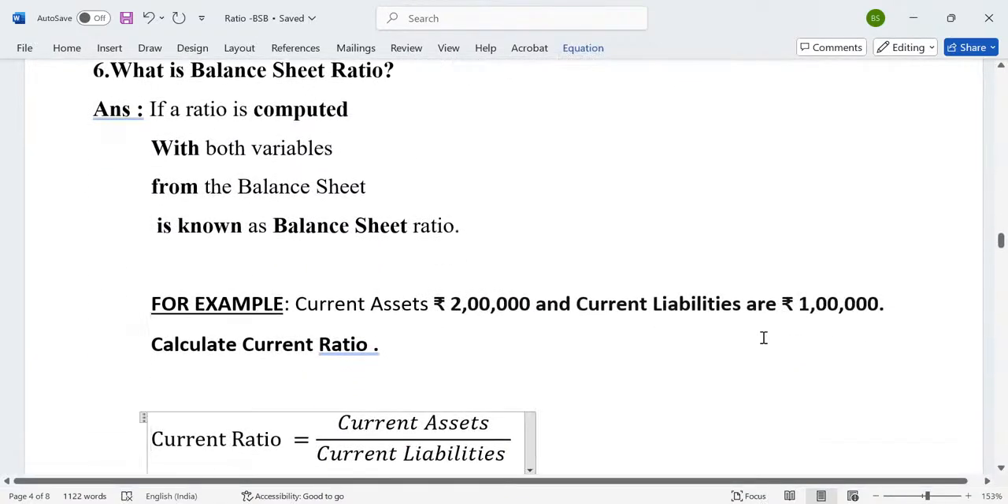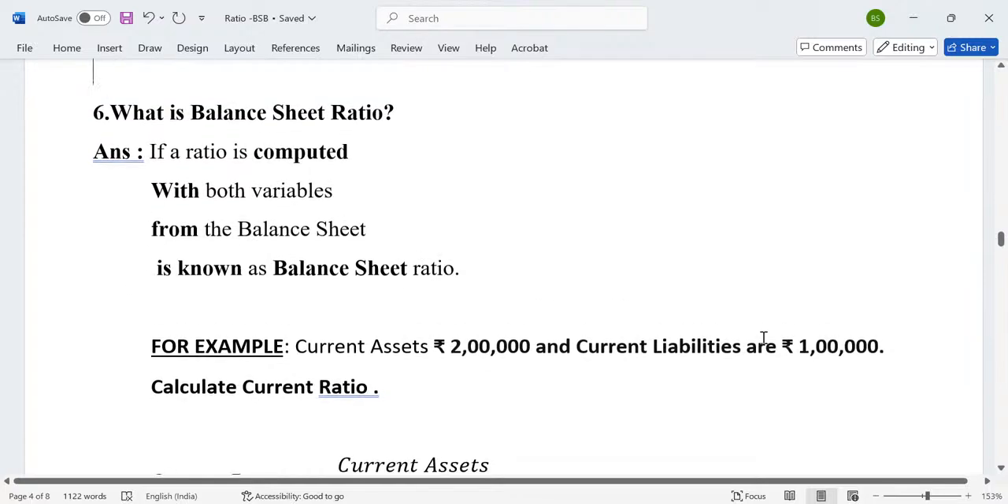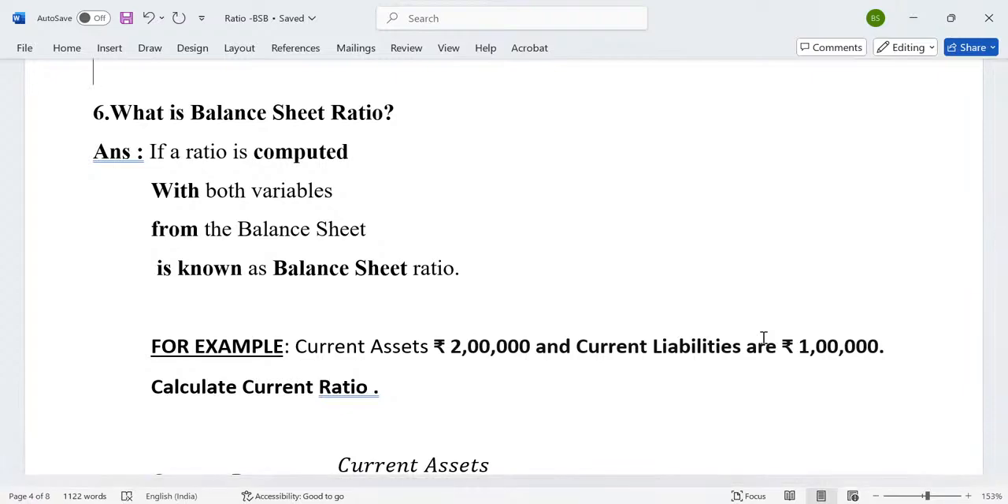Next, what is balance sheet ratio? If a ratio is calculated with both the variables taken from the balance sheet, it is known as balance sheet ratio. It means that you are taking the two variables from the balance sheet itself, then you are calculating one ratio. That ratio is called balance sheet ratio.